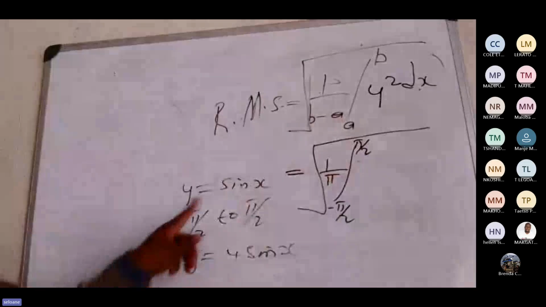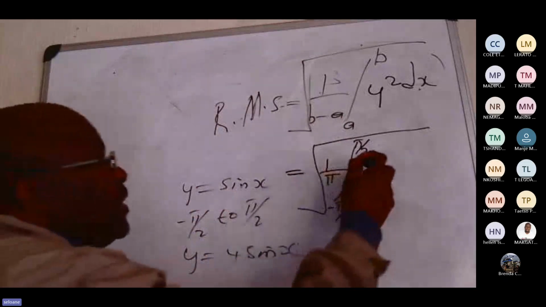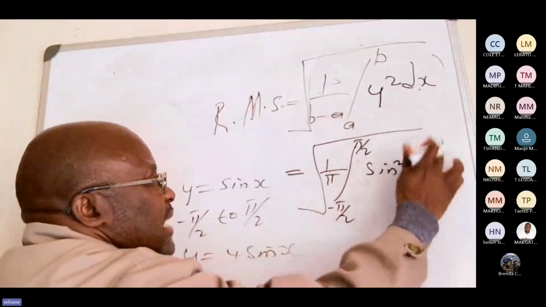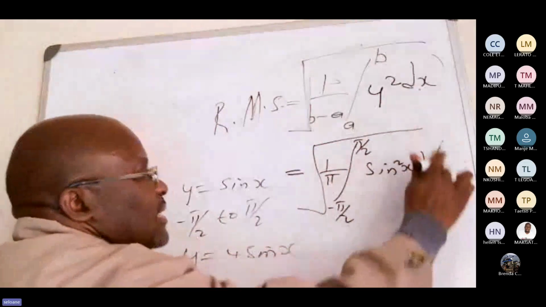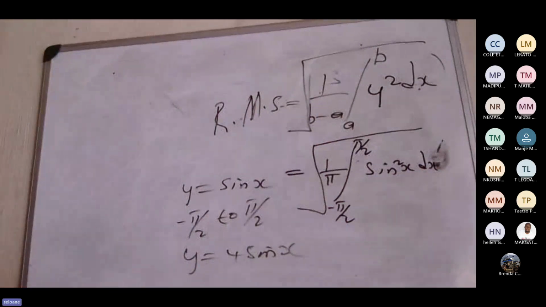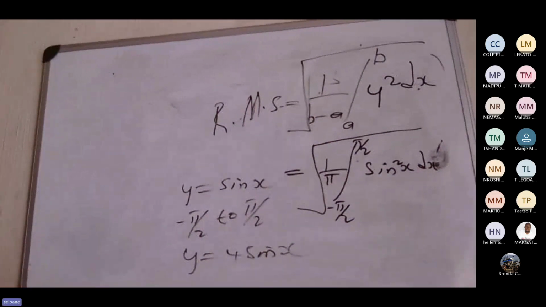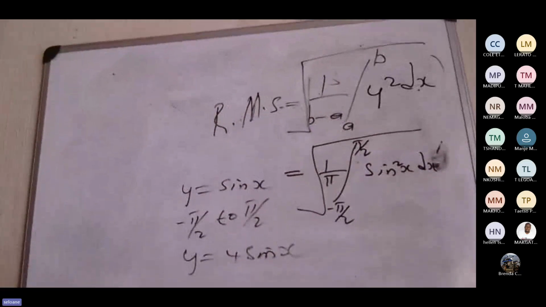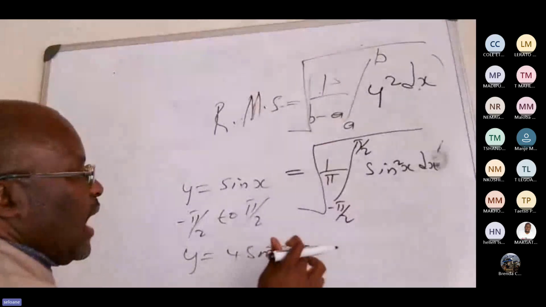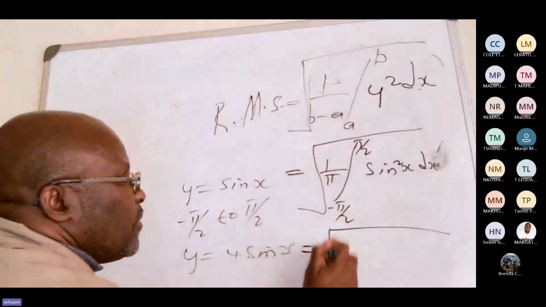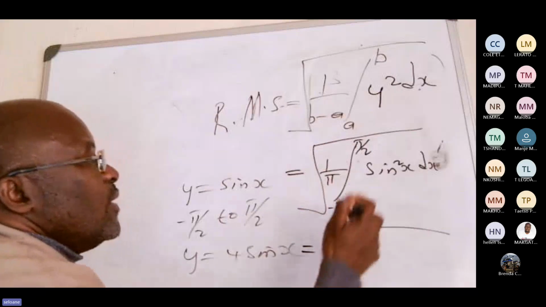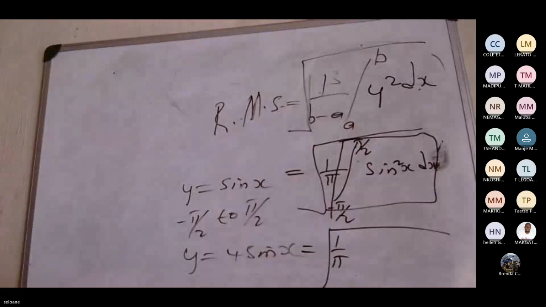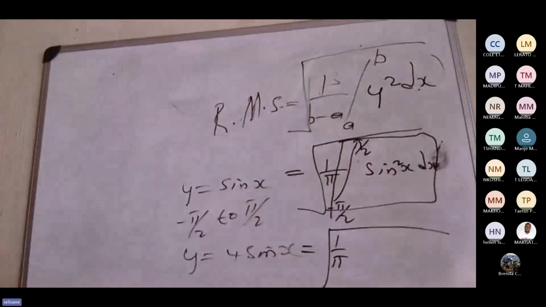Now here, instead of writing sine x, it will now be sine squared x. Then dx. Dx is inside. It's the square root of everything. Dx is not outside. Dx is inside. Then from there, it will now be the square root of 1 over pi over 2, then the big elephant, this now. How do we integrate sine squared x?